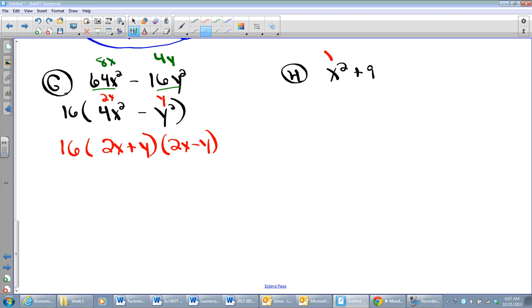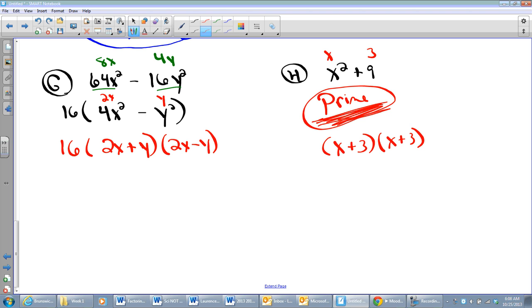Okay, letter H. Perfect square? Yep. Perfect square? Yep. You see any subtraction? I don't see any subtraction. This is prime. This cannot be factored. It can't. If you were thinking, oh, no, wait, Mr. Lawrence, you're wrong. It's x plus 3 times x plus 3. You go ahead and FOIL that, and you'll realize you don't get x squared plus 9. So this one is prime. We cannot factor it. Okay, later on we'll learn how to solve an equation that has a binomial like that. But as of right now, we don't know how to do it.